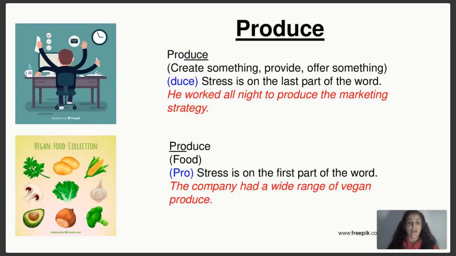Okay. Next one, we have produce and produce. To produce something is to create something, provide or offer something. The stress is on the last part of the word, the second syllable. He worked all night to produce the marketing strategy. And then we have produce, the stress is on the first part of the word. The company had a wide range of vegan produce.